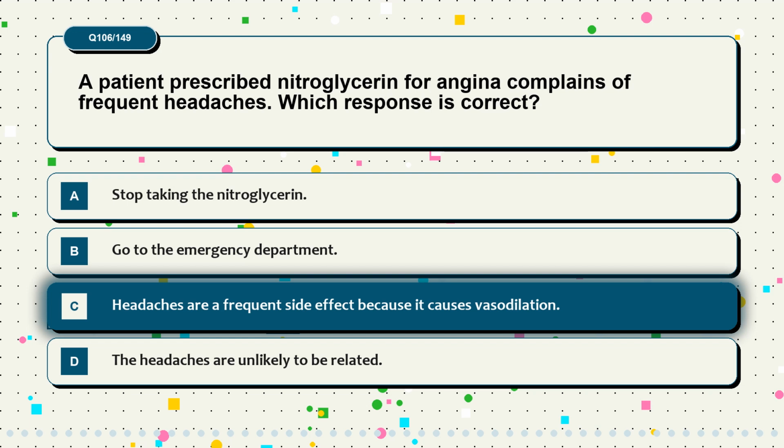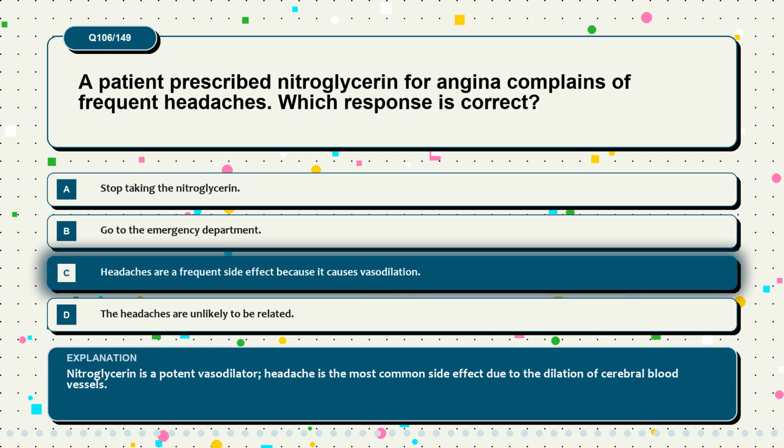The correct answer is option C. Headaches are a frequent side effect because it causes vasodilation. Nitroglycerin is a potent vasodilator. Headache is the most common side effect due to the dilation of cerebral blood vessels.